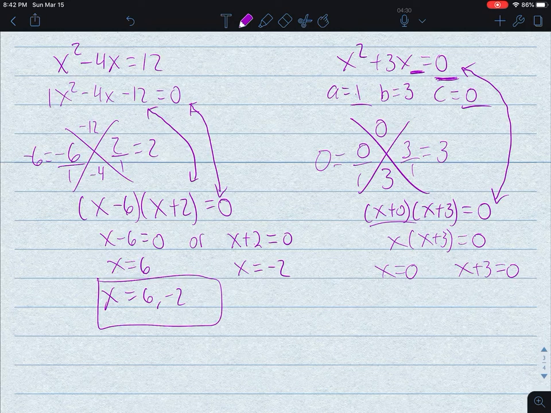So I already have my answer right here. X is equal to 0. I have one step, which would be to subtract this 3 to get x equals negative 3. That means my two answers are x equals 0 or x is equal to negative 3.